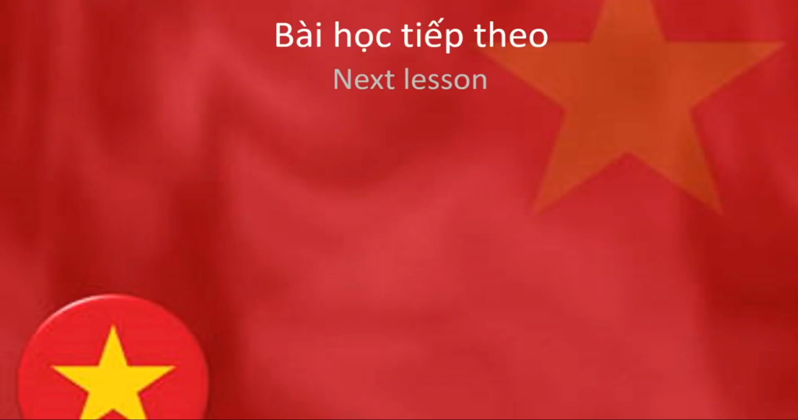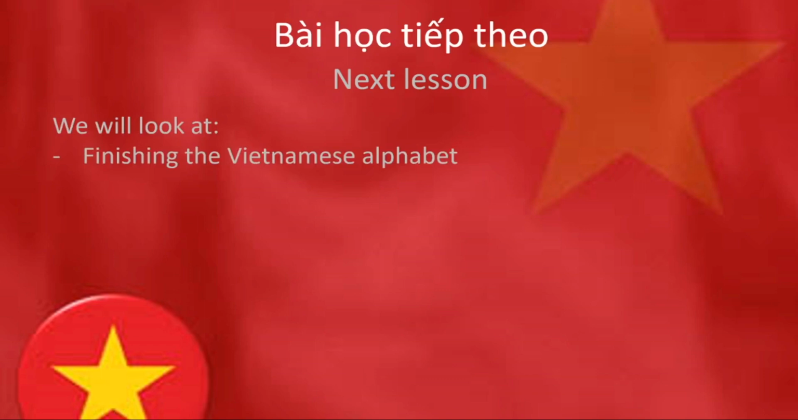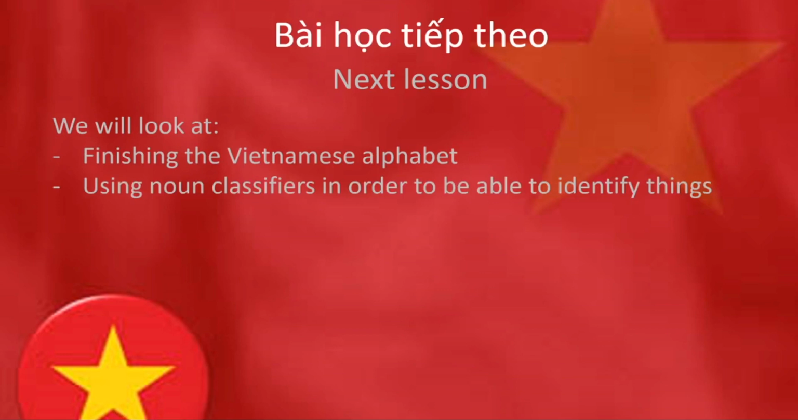Bài học tiếp theo. And in the next lesson, we will look at finishing the Vietnamese alphabet in its entirety. And we'll look at using noun classifiers in order to be able to identify things, which will allow you to know how to buy things at a convenience store.